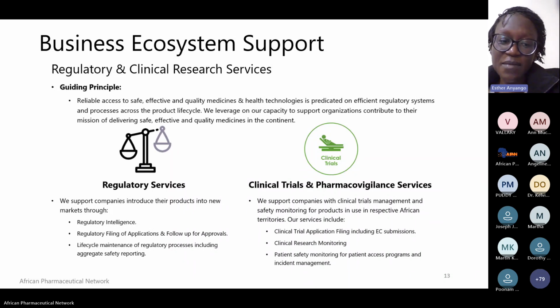Under regulatory, we are supporting companies introduce their products into new markets through offering regulatory intelligence, regulatory filing of applications and following up for approvals, and lifecycle maintenance of regulatory processes. Under clinical trials and pharmacovigilance services, we are also supporting companies with clinical trials management. And our services basically are clinical trial application filing, including ethical submissions, clinical research monitoring, patient safety monitoring for patient access programs, and incident management.